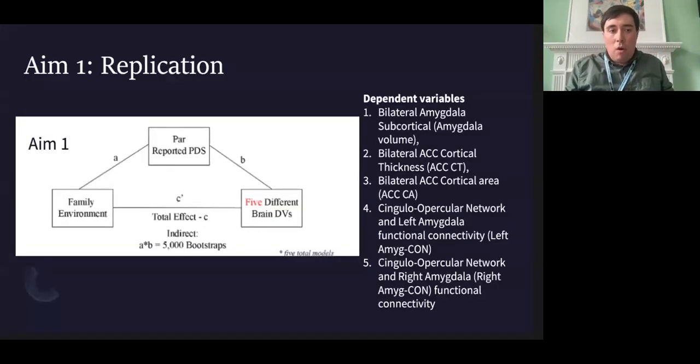Okay, so I'll walk through the first aim. So again, the first aim is replication. So in the full sample, instead of the smaller sample, it's a pretty simple mediation model. You have the family environment. The mediator is parental reported puberty. And then there are 5 different brain dependent variables, which you can read on the right there. The family environment factor, remember, was a latent factor. So in other words, the core of this analysis was to test the indirect effect of reported pubertal development on the association between the environment and brain structure and function.